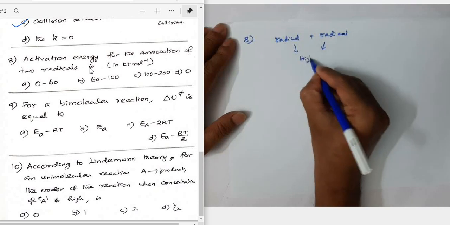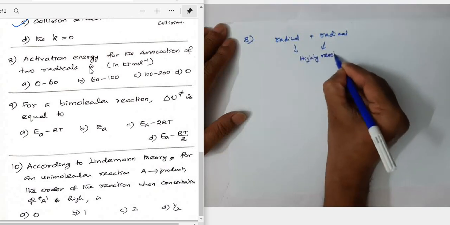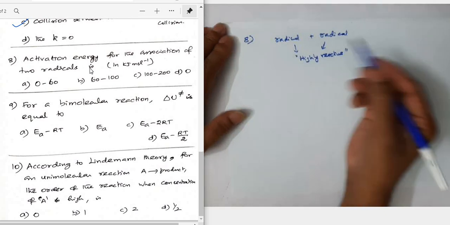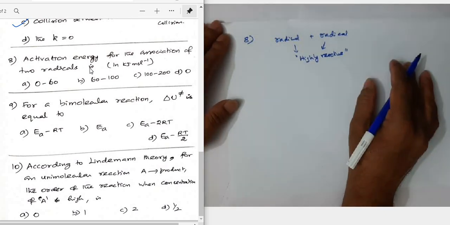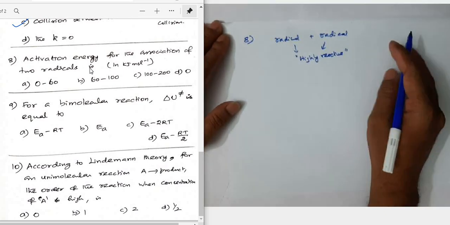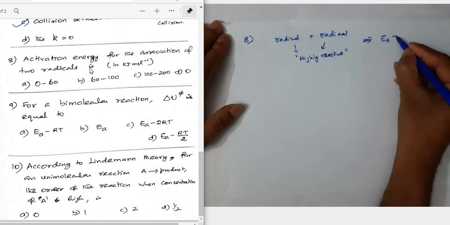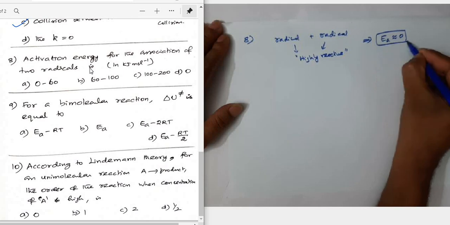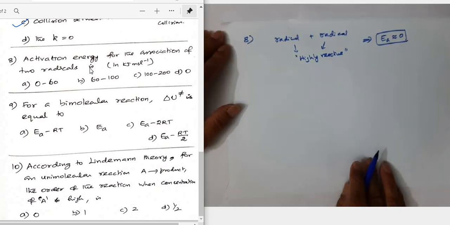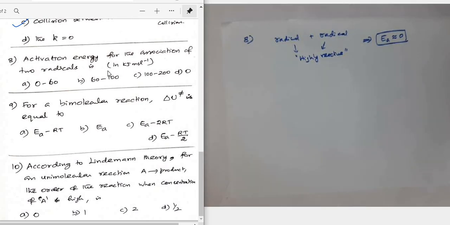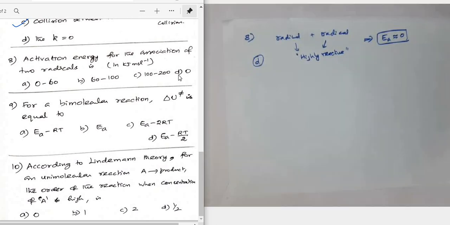Radicals are highly reactive, so they do not require any extra energy; they readily react and form product. So for a radical reaction, the activation energy will usually be roughly equal to 0. So the correct option for this question is option D. Very simple, keep this in mind, very important also.